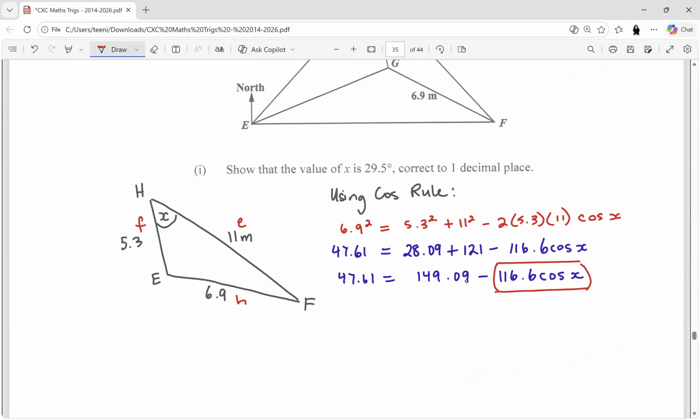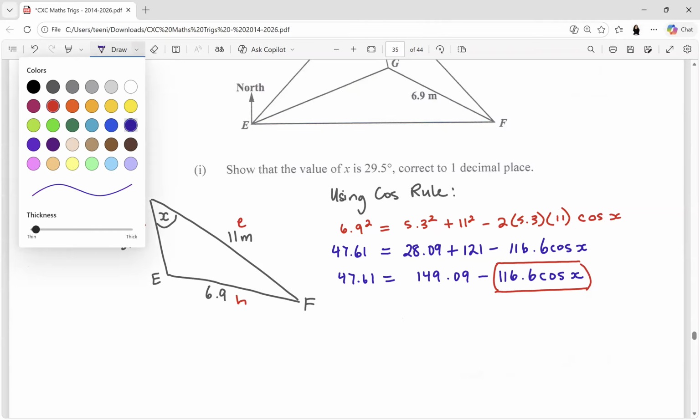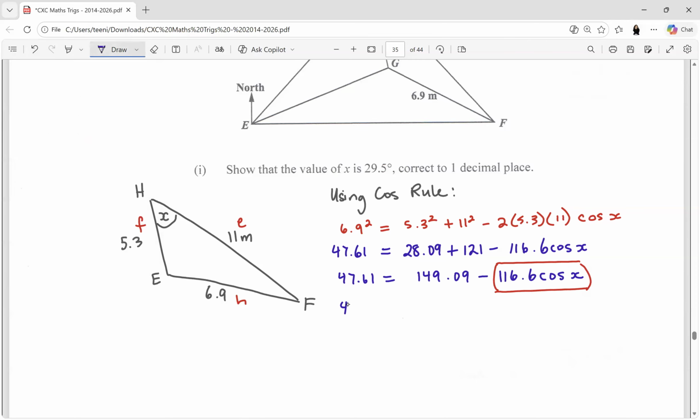What I can do is I can move my constants to one side of the equation and keep my term with cos x on the other side. All right, so doing that, I would have 47.61 minus 149.09 is equal to, you have to keep this negative sign, minus 116.6 cos of x.